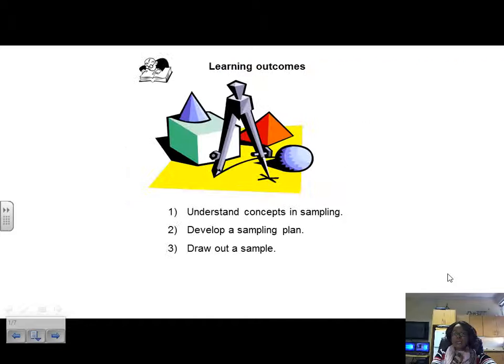So today's lesson will be based on the following learning outcomes. First, you should be expected to at least understand the concepts involved in sampling. You should be able to develop a sampling plan. And last but most importantly, you should be able to draw out a sample for a specified research study of your choice.